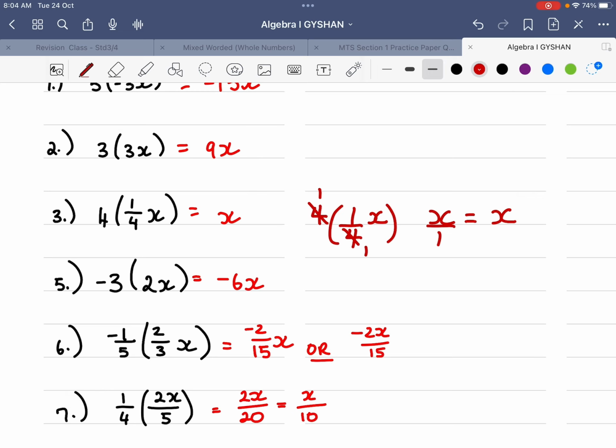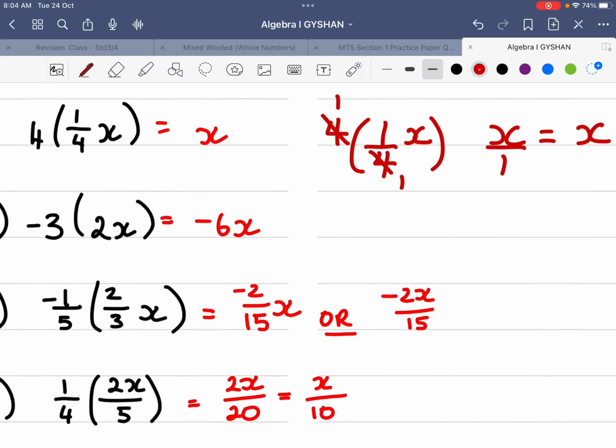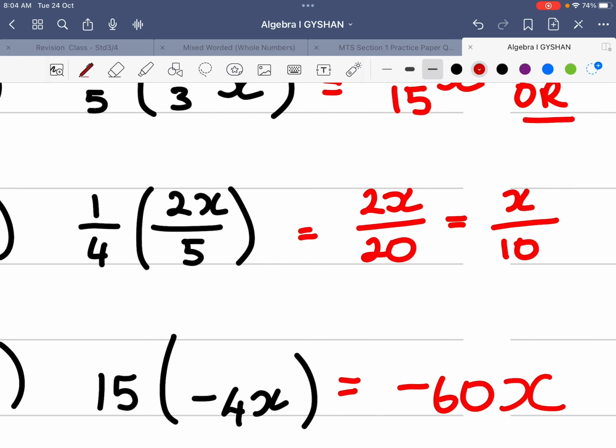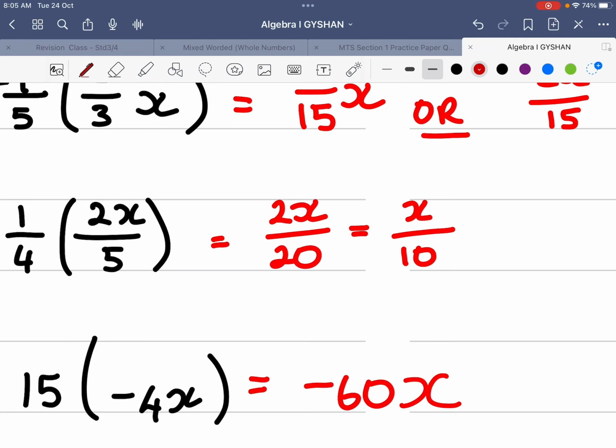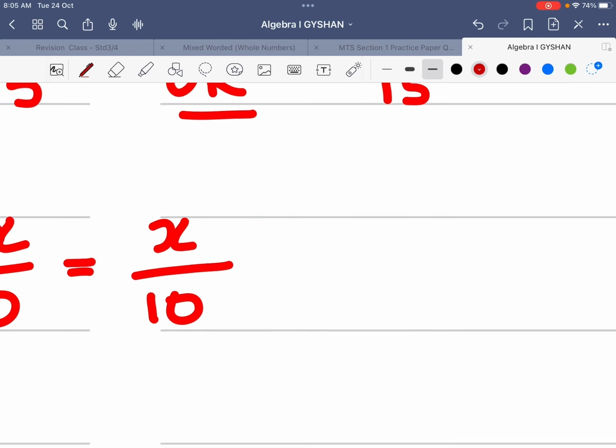Number 5 is simple. Number 6, I believe we did that exact one before. Let's take a look at number 7. We can say 2 into 2 is 1, 2 into 4 is 2. Or we can multiply across first. So let's do that way I showed you first. 1/4 multiplied by 2x over 5.